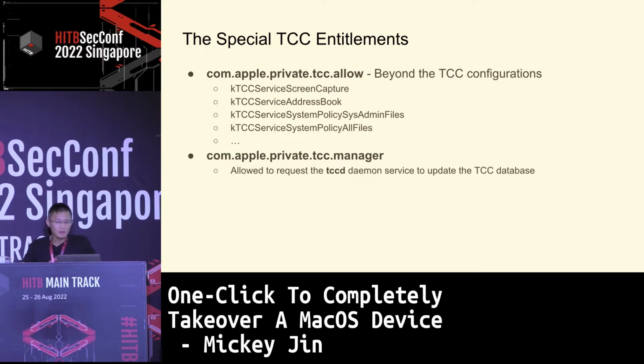There are some special entitlements for TCC. The entitlement tcc.allow grants the permission to access the TCC items directly without prompting the user. The value for the entitlement key is an array, which lists all the TCC permissions it has. When it needs to access the corresponding TCC item, the tccd daemon process will approve the access request directly without querying the database. The second entitlement, tcc.manager, allows the client to request the tccd daemon service to update the TCC database.